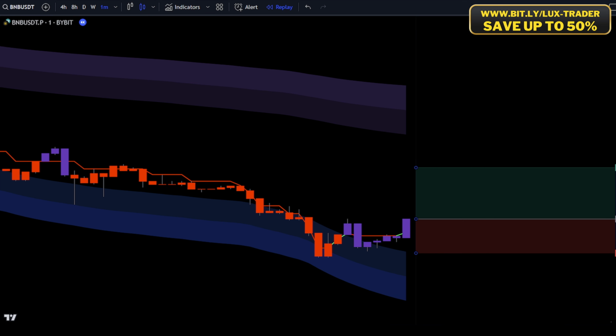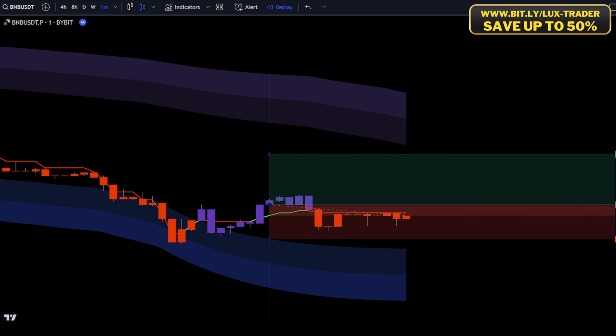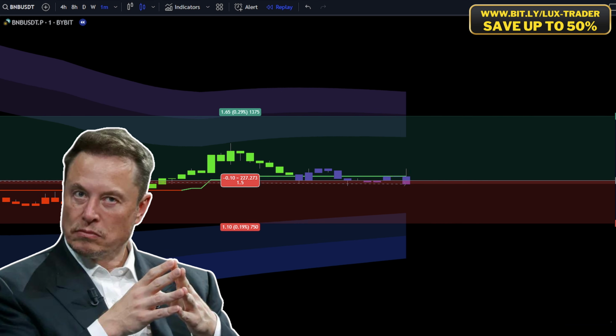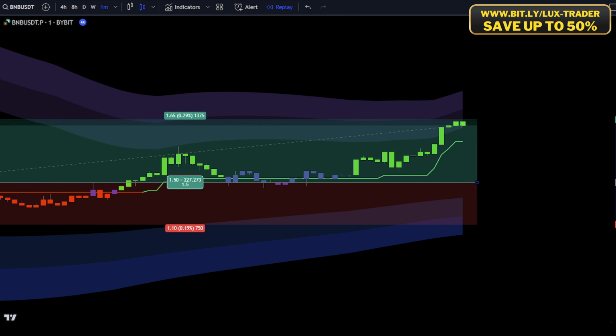Open a buy trade at the close of the candlestick as our conditions are present. Set your stop loss slightly below the recent swing low and target a 1 to 1.5 risk to reward ratio for your take profit level.